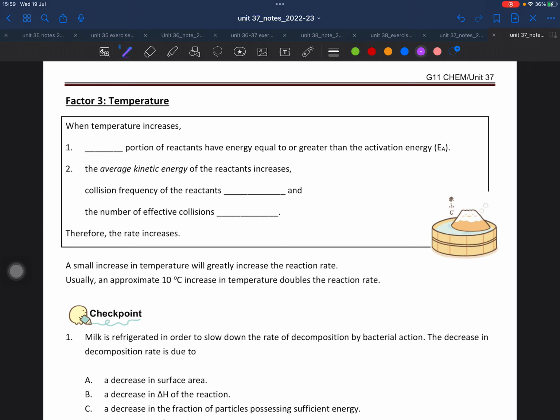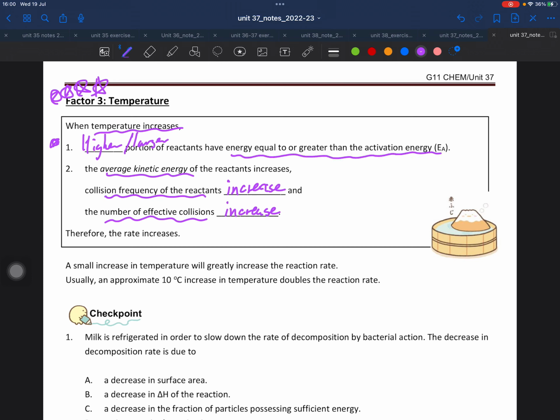And here we come to the final and most difficult part in this unit, the temperature factor. Wow, this is horrible. Because when temperature increases, actually you are changing two parameters. The first one is when temperature increases, you move faster, right? When you move faster, the collision frequency will increase. So you can expect the number of effective collisions also increases. Very straightforward, right? But when the temperature increases, the second factor is you move faster. That means a higher or larger portion of reactant got energy greater than the activation energy.